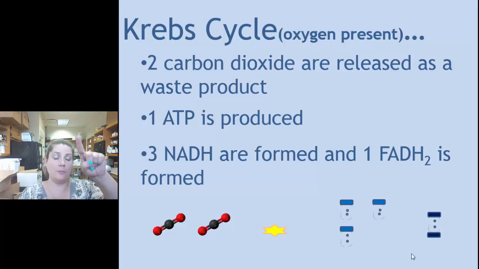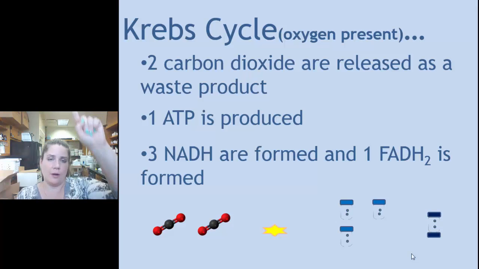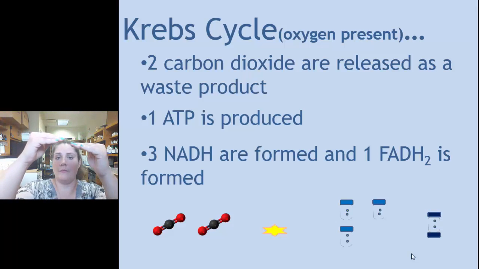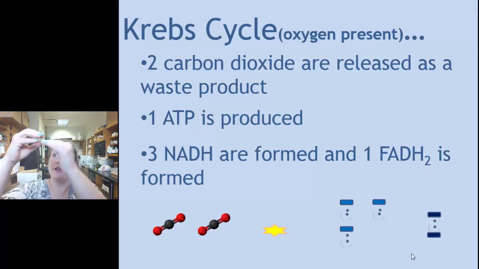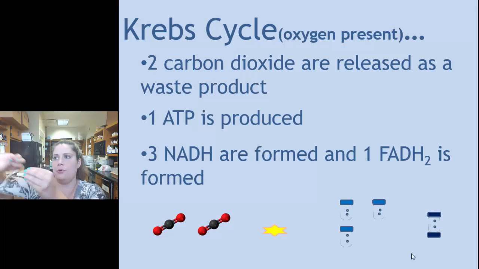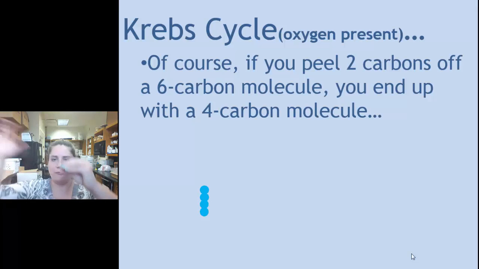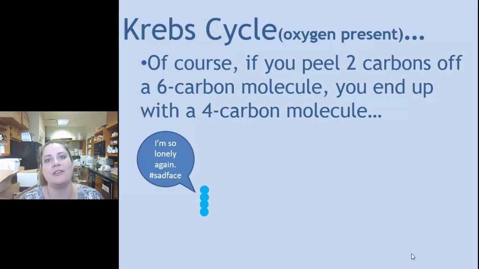Okay, so that 1 pyruvic acid came in, and that 1 pyruvic acid right before the cycle became acetyl coenzyme A, which met up with that 4-carbon molecule. Hey, hubba hubba. And then quickly, bloop, there goes a carbon dioxide. Bloop, there goes a carbon dioxide. And as that's happening, electrons are getting captured and ATP is getting created. Now, if you peel 2 carbons off a 6-carbon molecule, 6, bloop, 5, bloop, 4, look what you've got. You've got that 4-carbon molecule again.